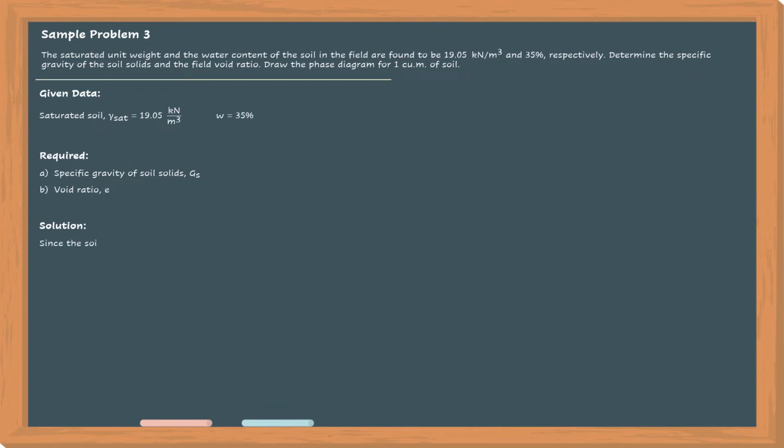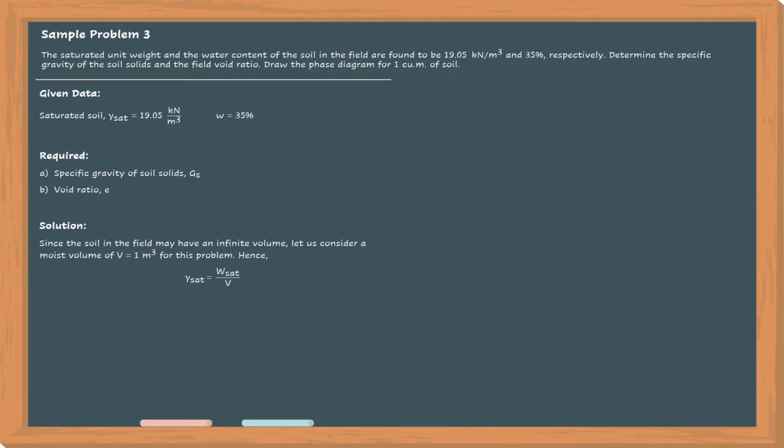For the solution, since the soil in the field may have an infinite volume, we will only consider a unit volume of 1 cubic meter. So for this problem, basically the problem approach assumes that we shall only consider 1 cubic meter from the infinite volume of the soil.